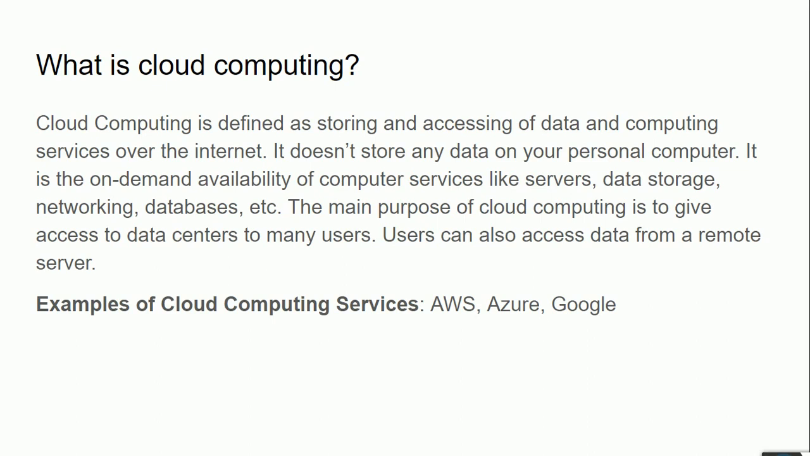Examples of cloud computing providers are AWS, which is a product of Amazon, Azure, which is a product of Microsoft, and GCP or Google Cloud, which is again a product of Google. So this is a simple cloud computing example.